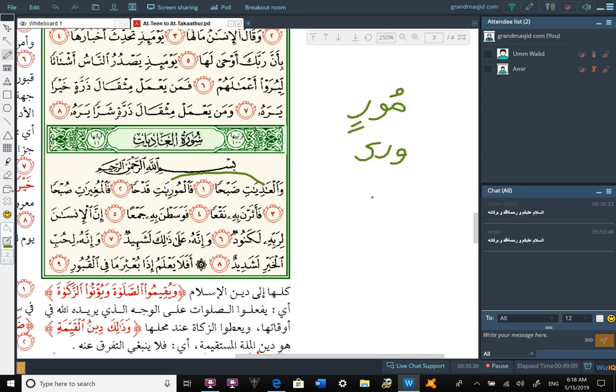فَالْمُغِيرَاتِ صُبْحًا. Mughirati comes from ghain, waw, ra, which means to penetrate. The singular for masculine would be mughir, and for feminine, mughira, and plural, mughirat. Meaning those that penetrate.